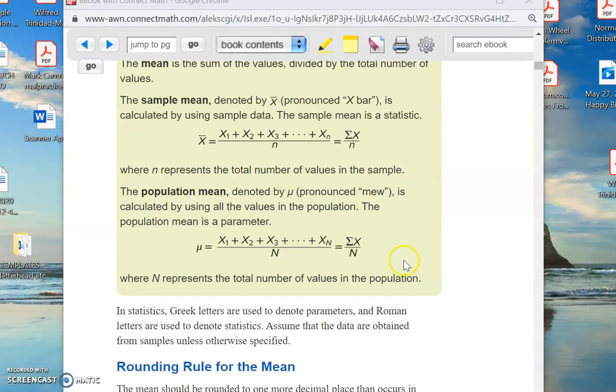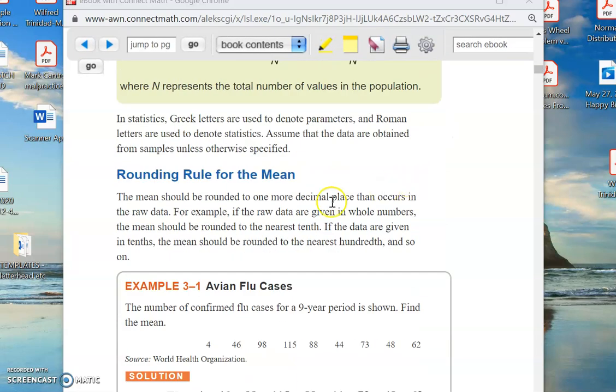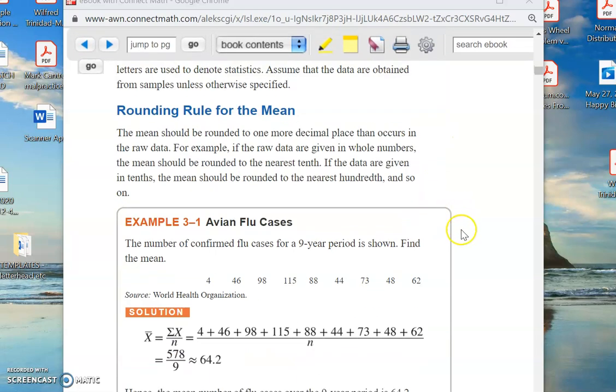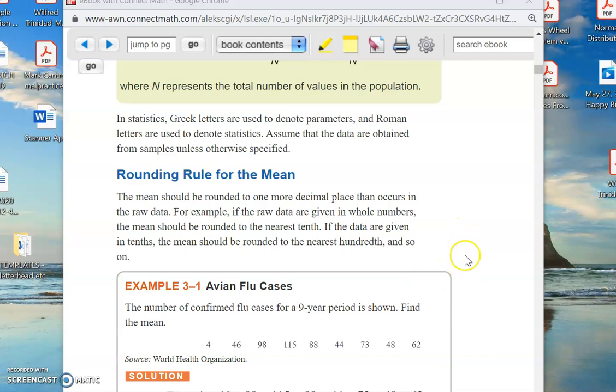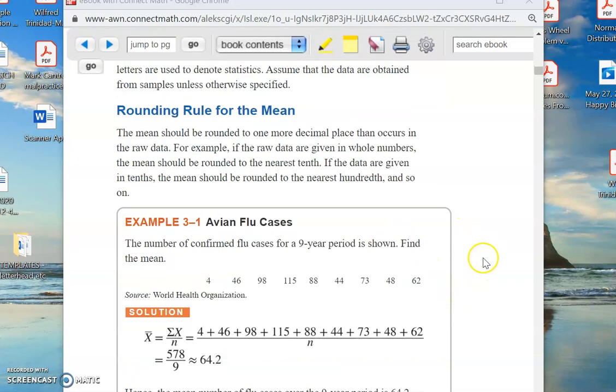Okay. All right. So whenever you see a mu, you should recognize that I'm talking about the population mean. And if I see an x, this is called x bar here. The x bar is referring to a sample mean. Okay. All right. So we got a rounding rule. Like I say, I don't care about the rounding rules, but you should care. Okay. All right. What it boils down to is a mean is rounded off to one more decimal place. So if the raw data is in whole numbers, the mean is rounded off to the nearest tenth.